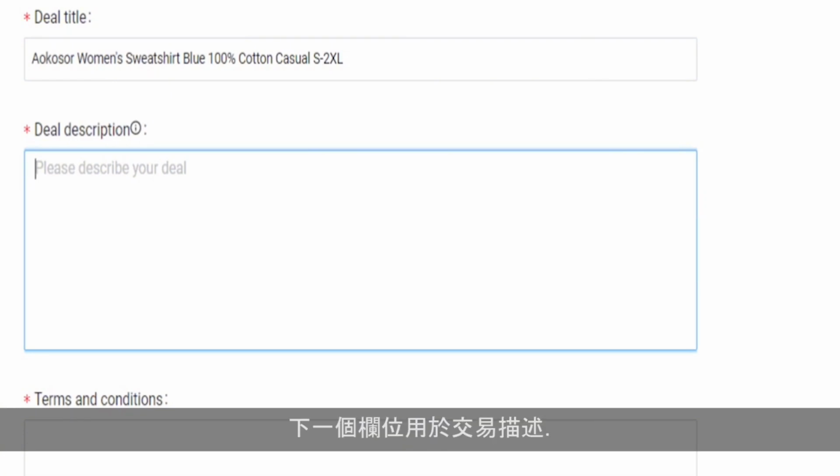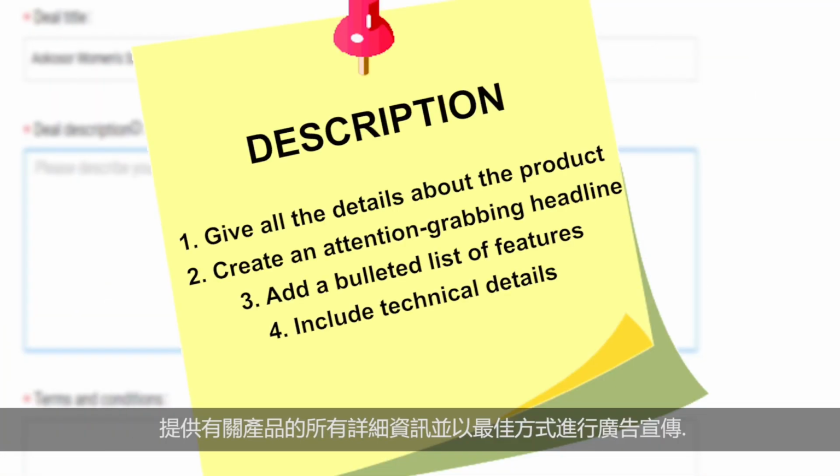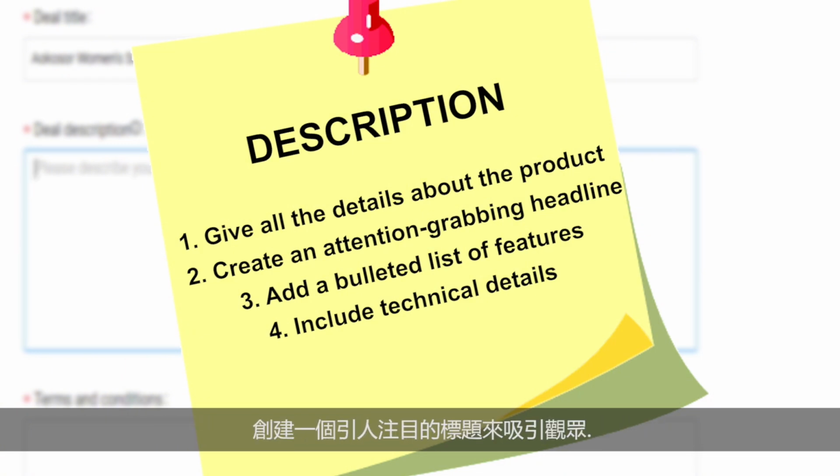Description. The next field is for the description of the deal. Here you don't have to mince words anymore. Give all the details about the product and advertise it in the best way. Create an attention-grabbing headline that hooks your audience. Use a short description paragraph to introduce the benefits of your product.